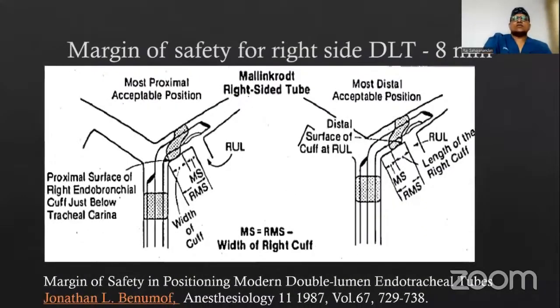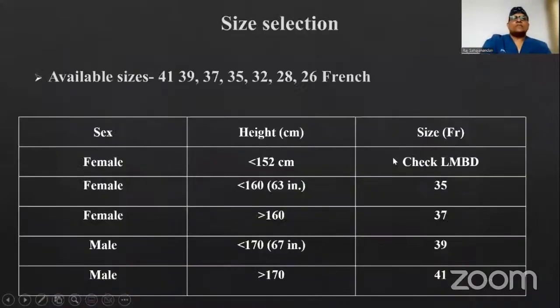Sorry. Coming to the right side, the most acceptable proximal position remains the same. The most acceptable distal position is the tip cuff just before the right upper lobe takeoff. Anything beyond this, the cuff will herniate and obstruct the right upper lobe. So here you can see the margin of safety is very less. It's about 8 millimeter.